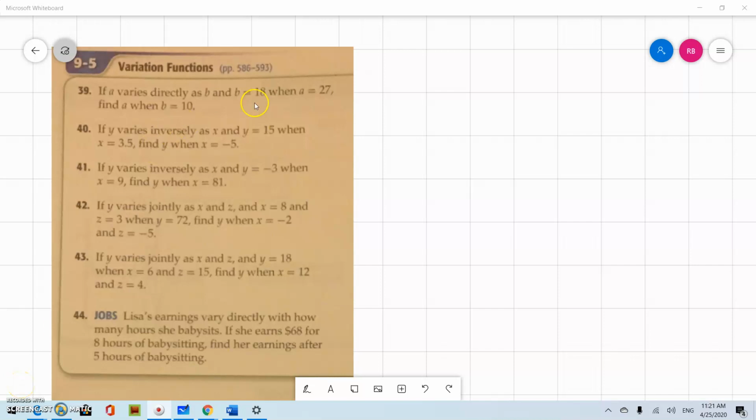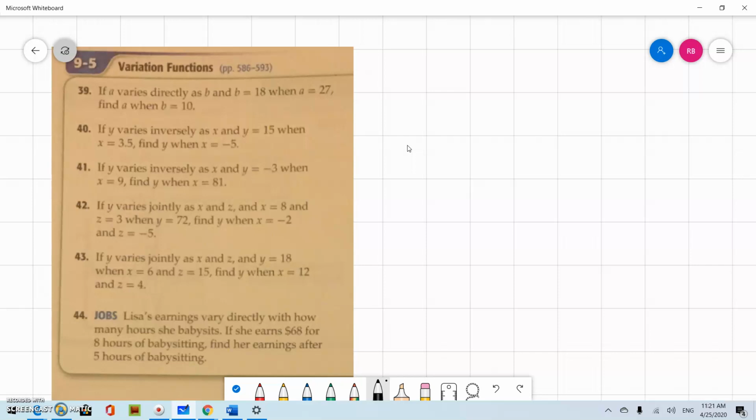Hi guys, we will be reviewing today for the quiz on Monday. So this quiz is just 9.5 and 9.6. So hopefully 15 minutes is enough for us to go over everything. Okay, so let's look at number 39.